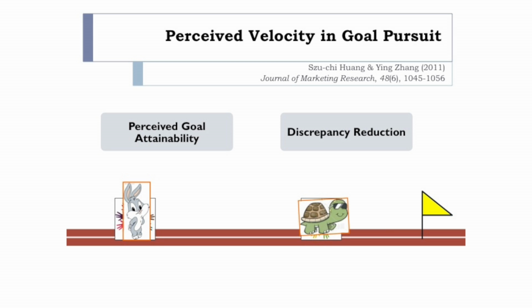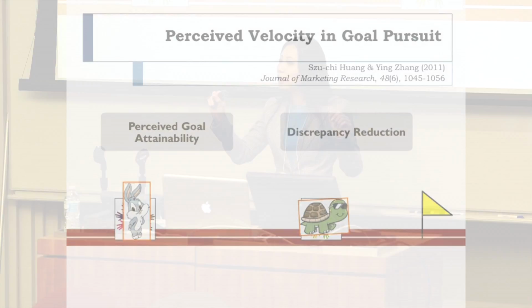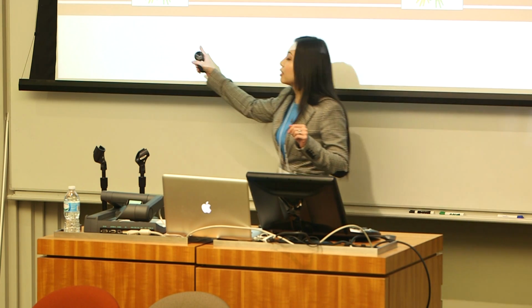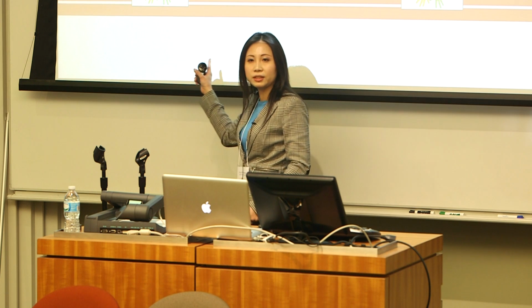What I'm adding to this framework is to propose that depending on where we are, the major concern the donors will have would differ. When we first start the campaign, since we're so far away, the first factor should matter more. People will be questioning, can this campaign even succeed? Should I even spend time considering this opportunity to donate? So goal attainability will drive their motivation.